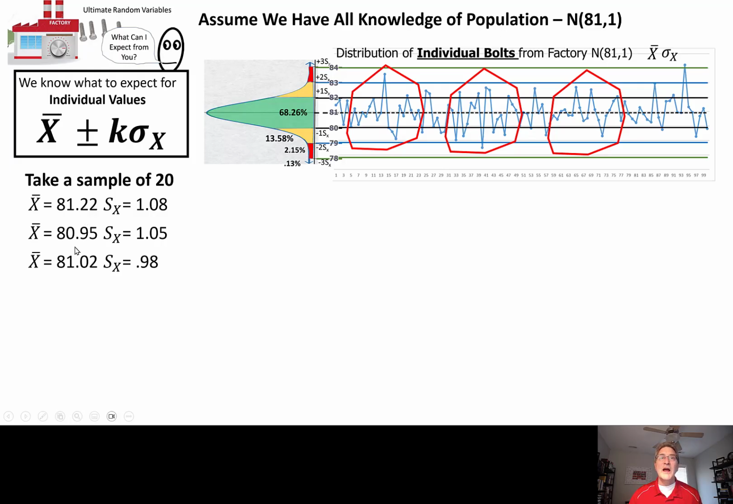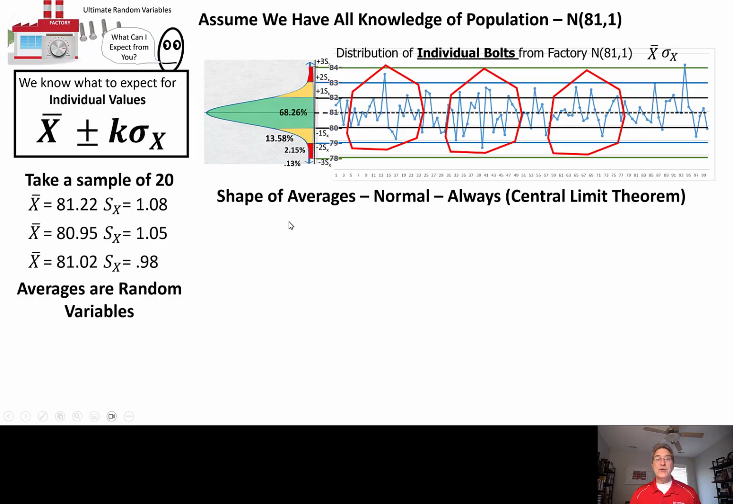Well, how are they varying? Our averages are random variables, just like our individual values. And what that means is they're going to have a shape, they're going to have a central tendency, and they're going to have a spread. So the shape of the averages is going to be normal, always. It doesn't matter what the population was. We're not going to have to assume normality. Averages are distributed normally. And I'm going to show you the central limit theorem in a minute and show you why I'm so confident that that's true. But the averages are normal.